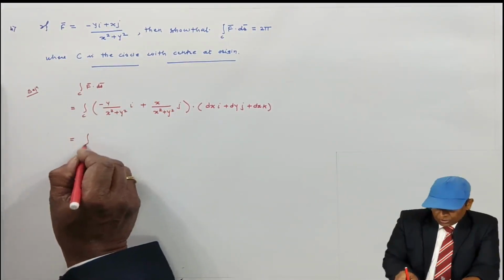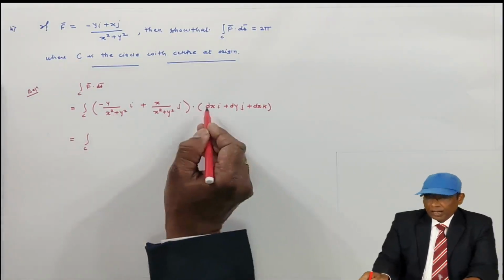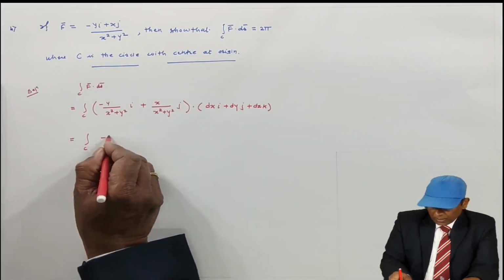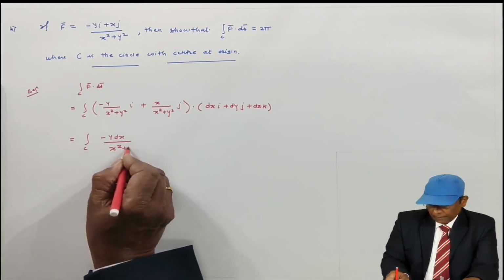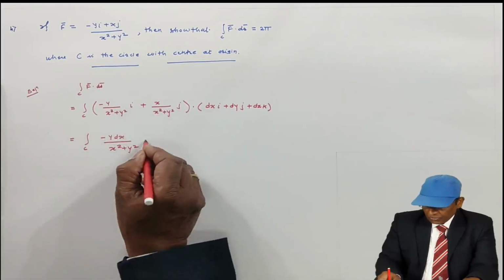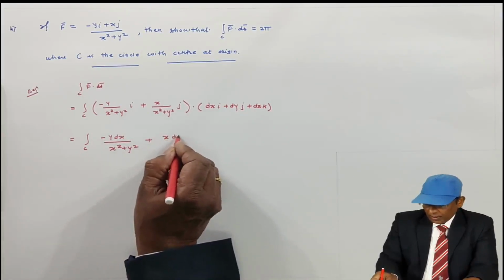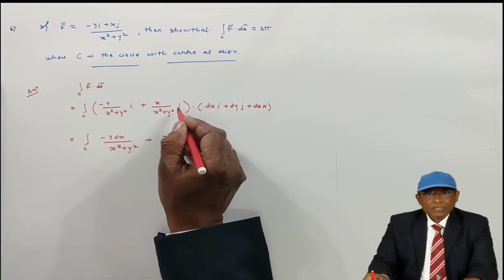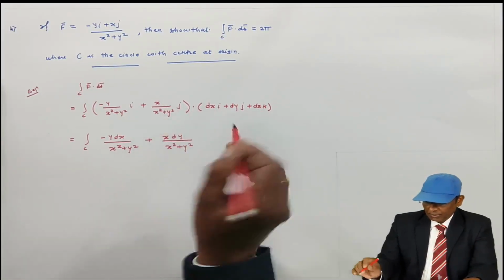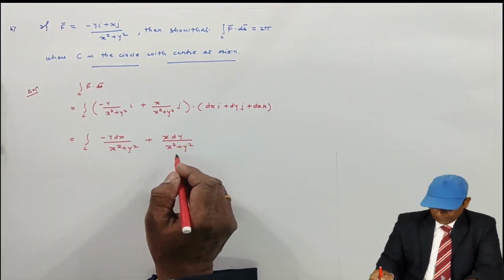Now the dot product of these two: coefficient of i multiplied by coefficient of i, minus y dx by x square plus y square; coefficient of j multiplied by coefficient of j, x dy by x square plus y square; and k is not there. The coefficient of k is 0, and 0 multiplied by dz, no need to write.